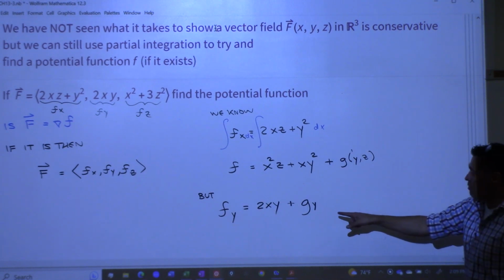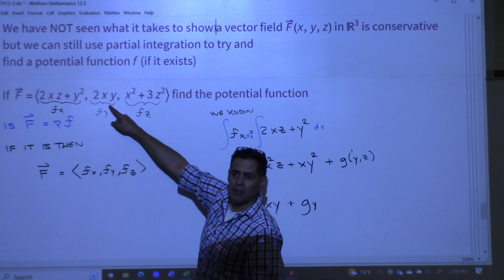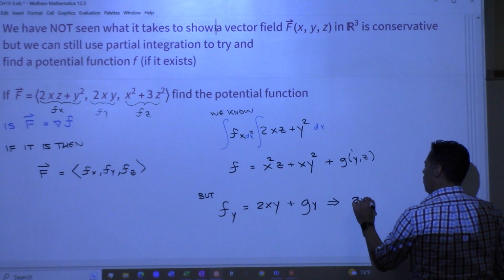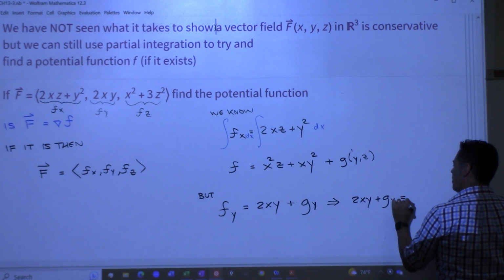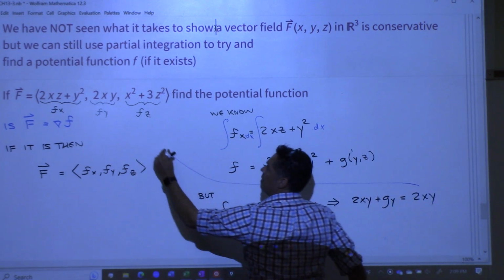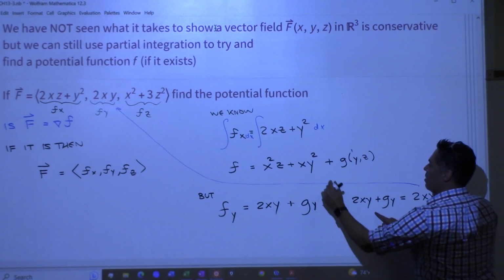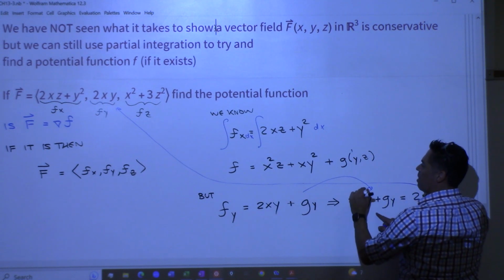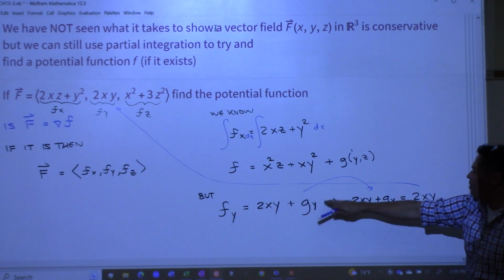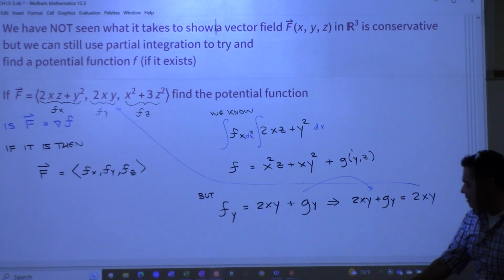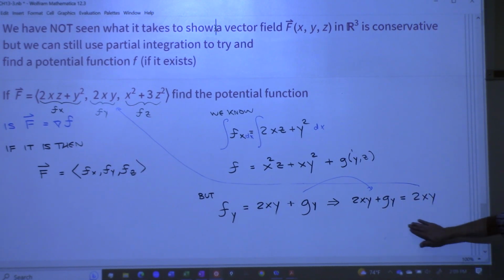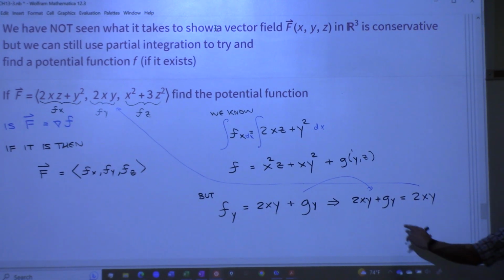But that has to be equal to what we see up here. Those two have to match. That implies that 2xy plus partial g with respect to y must equal 2xy. That's coming from here, and this side of the equation is coming from our work. The work that we've done has built up what this is, but we need it to match with what's up there. And that tells you that g sub y, or partial g with respect to y, should be 0, right?